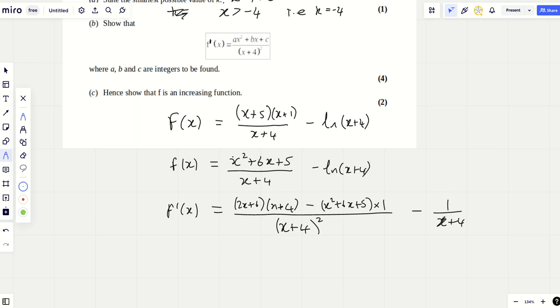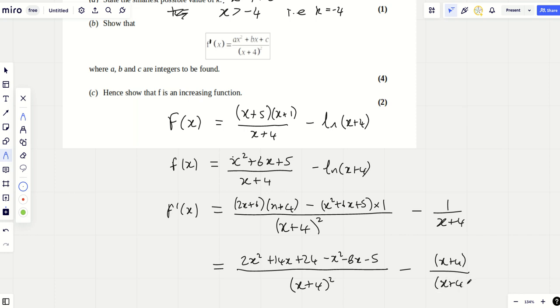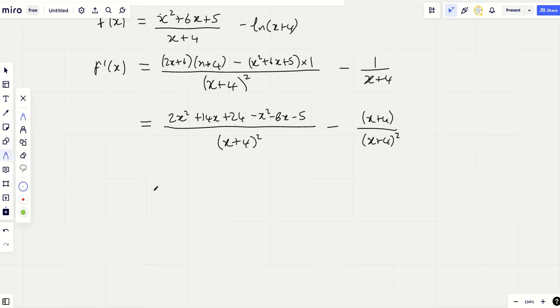So I'm going to times this top and bottom by x plus 4, and multiply that out on the top. So we get 2x squared plus 6x plus 8x plus 14x plus 24, but then minus x squared minus 6x minus 5, all over x plus 4 squared. Definitely not multiplying that out, because I need that as part of my answer, because it told me to put it in the form over x plus 4 squared. And now I can just simplify it at the end.